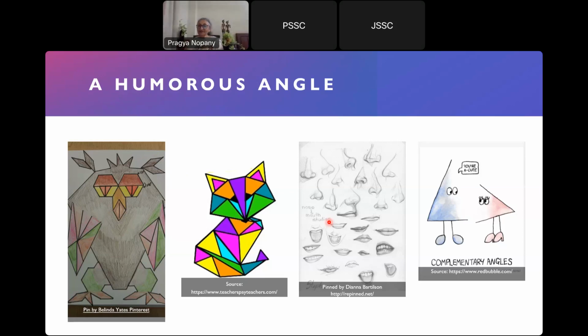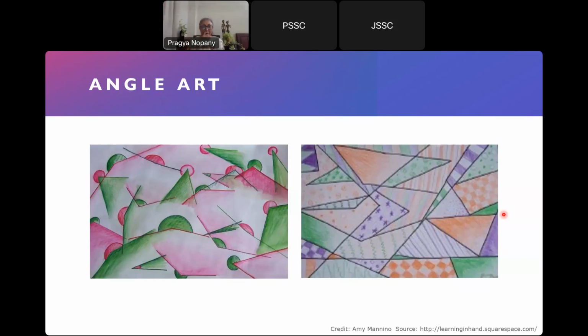You are a cutie. So a cutie is actually another way of saying acute. So this angle is telling the pink shape, you are a cutie. Okay. Then look at this angle art. अब यहाँ भी acute angles, obtuse angles, different angles को कितना beautifully colors के through present किया है.